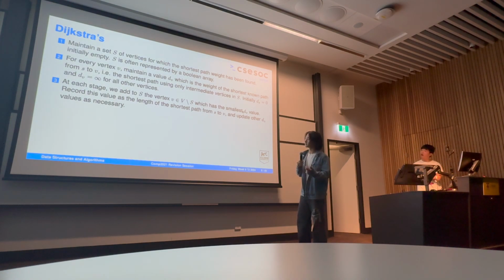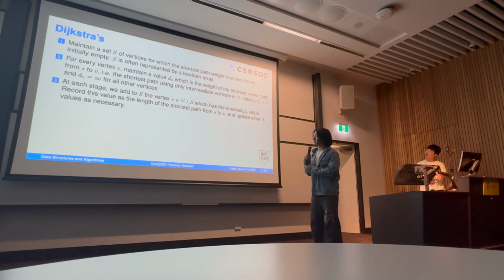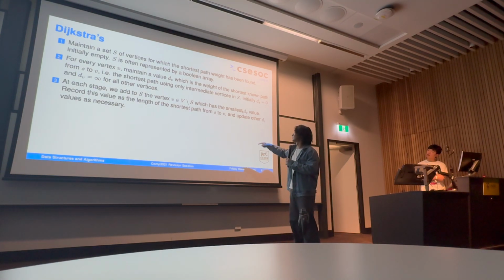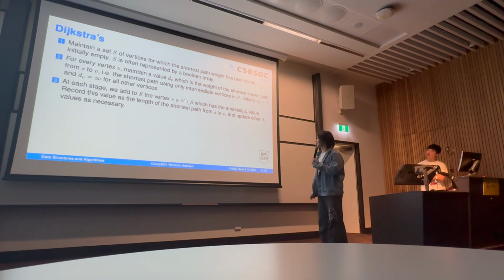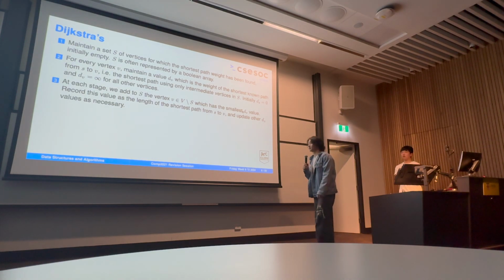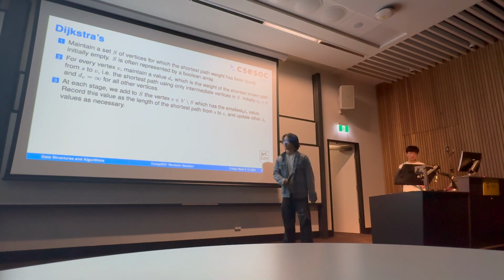At each stage, we add to this set the vertex v which is in the total vertex set of the entire graph, that's also not in S. It's just some mathematical symbol, but that's all it means. So it's not in S, but it is in V, so it's just something that's not in S which has the smallest dv value. Record this value as the length of the shortest path from S to V, and update other dv values as necessary.